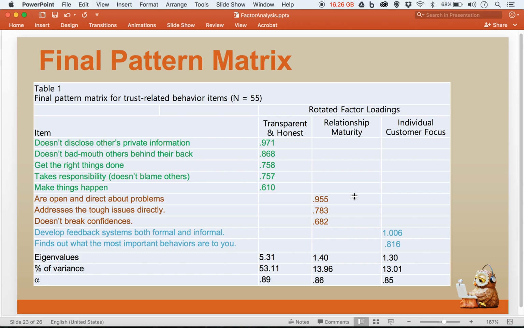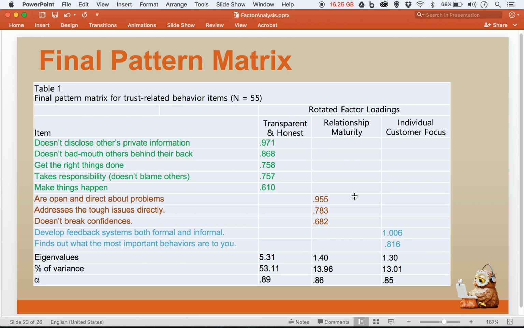And then the last one was about developing feedback systems for formal and informal communication, as well as finding out what the most important behaviors are to you. And that's a very individualized, customized focus. So I identified that third factor with that term.